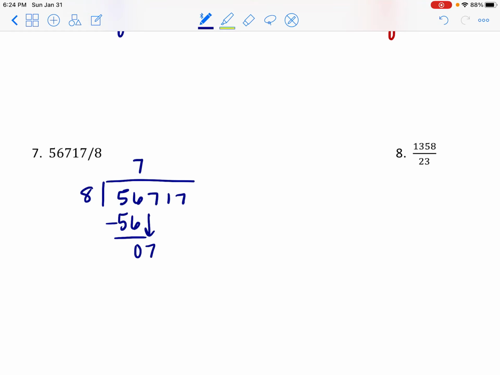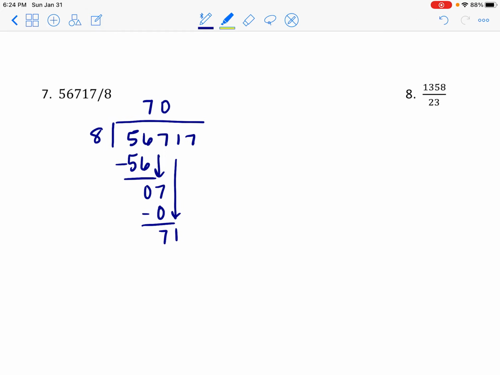When I bring down the next digit, I see that 8's not going to go into 7. So I'm going to put a 0 here. 0 times 8 is 0. When I subtract, I still have 7 left. Now I can bring down the 1 and actually divide. 71 divided by 8. Well, 8 times 9 is 72. That's too big. And so this is going to be an 8 here. 8 times 8 is 64. When I subtract, I have 7 left.